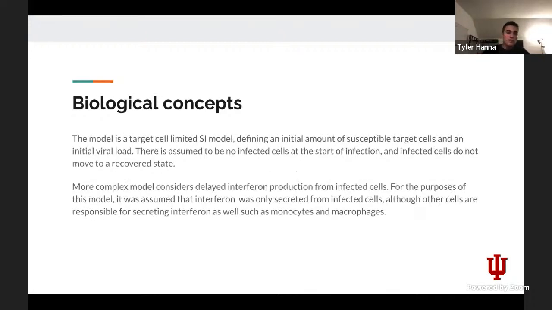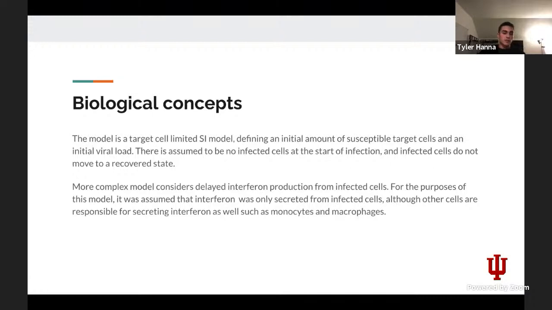So as I mentioned before, it's just a basic SI model to start out with. It starts out with an initial amount of susceptible target cells and an initial viral load. And since there is no recovery factor of the cells, typically the infection will result in all target cells being infected, or if the infection isn't very efficient, then there will be some target cells left over.